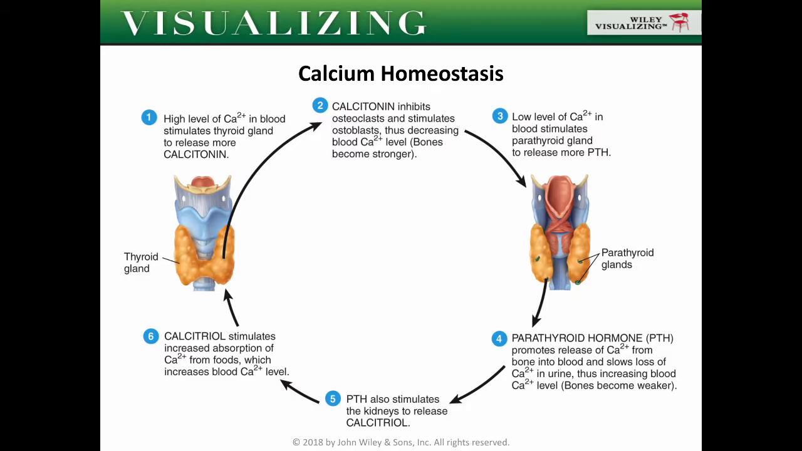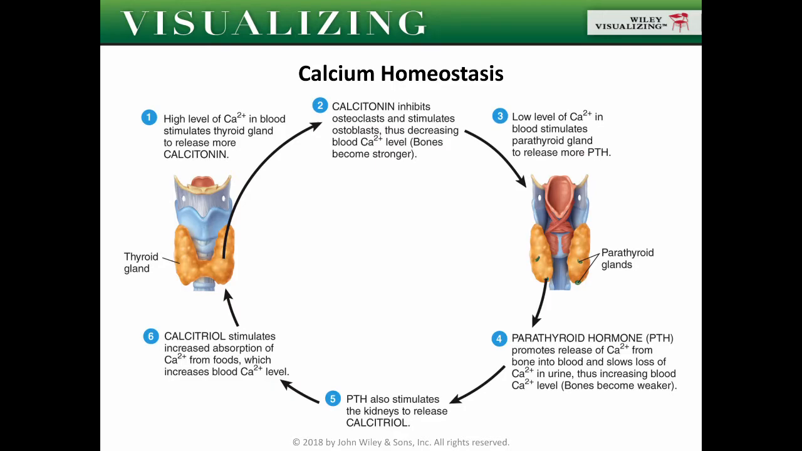So the action of PTH is to tell the osteoclast to break down more bone, and to tell the osteoblast to slow down the formation of bone. So what happens is that due to the breaking down of the bones, the calcium in the bones is released to the bloodstream. So your low level of calcium in the blood will increase.